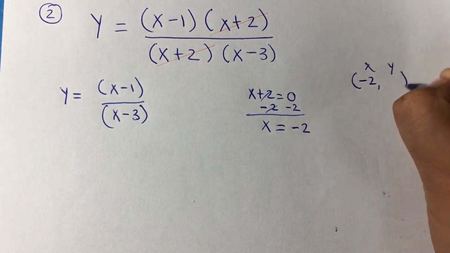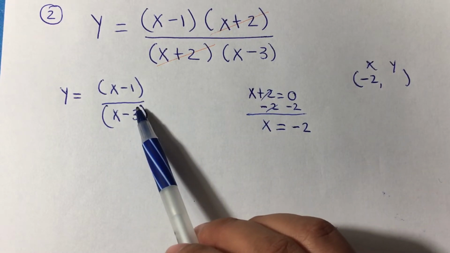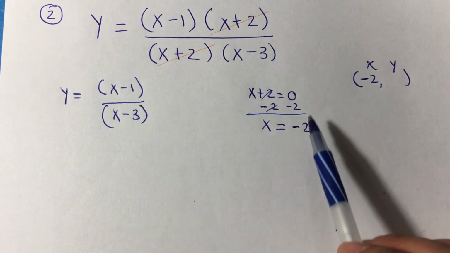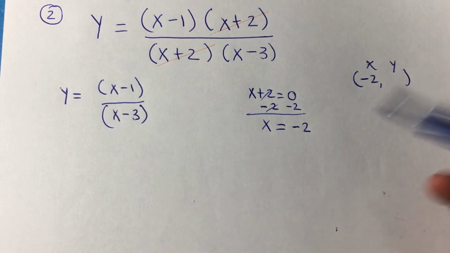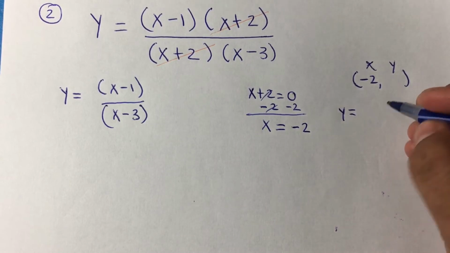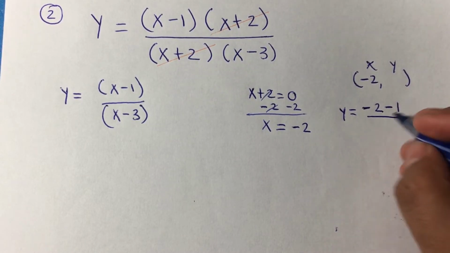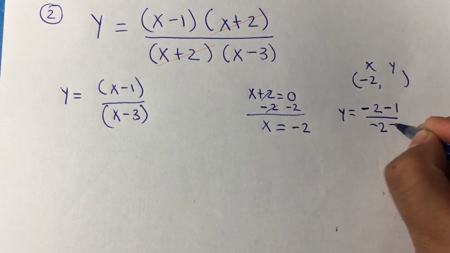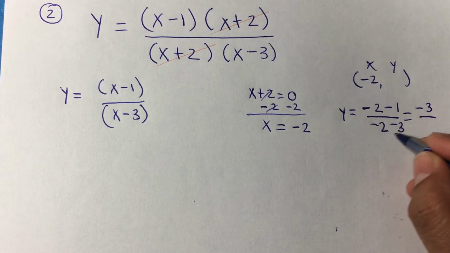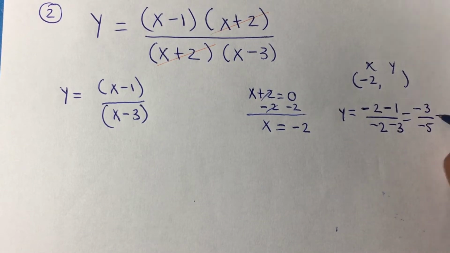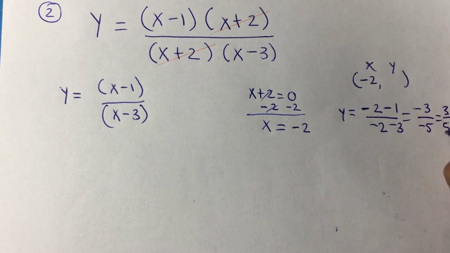Now to find y, I'm going to substitute into the simplified rational function, and you want to substitute x with negative 2. So y is equal to negative 2 minus 1 over negative 2 minus 3. Negative 2 minus 1 is negative 3. Negative 2 minus 3 is negative 5. And so negative divided by negative becomes positive 3/5.